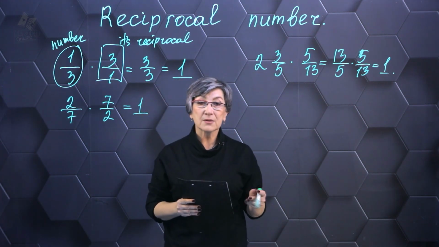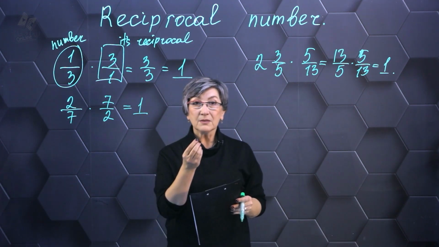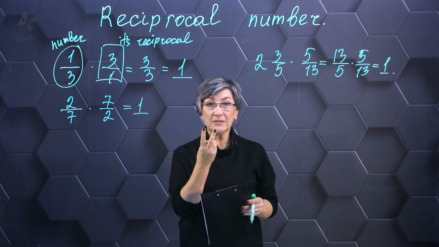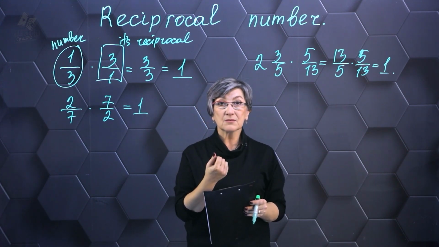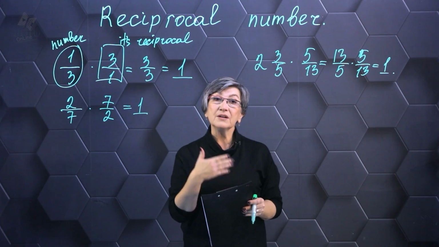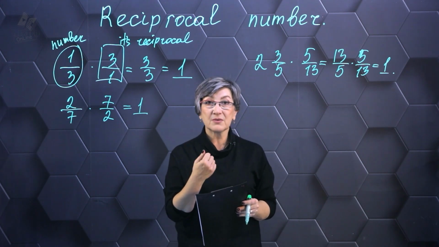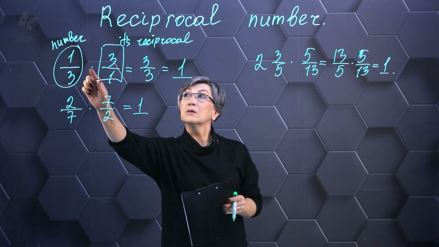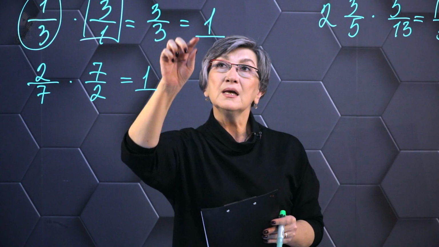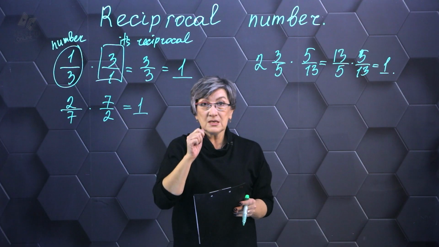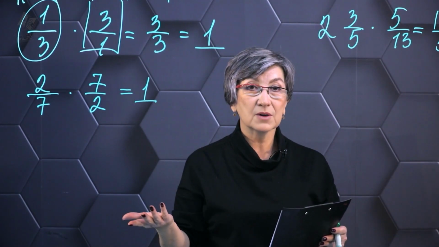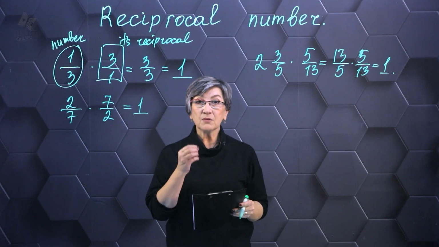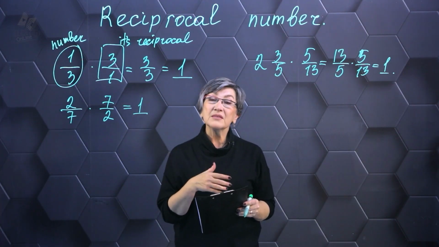Thus, it turns out that for numbers you can always find a pair of reciprocal numbers, those that when multiplied give 1. If we are asked whether these numbers are reciprocal, we multiply these numbers. And if in the answer we have 1, then these numbers will be called reciprocal numbers. Thus, guys, we can write down the algorithm of finding reciprocal numbers.